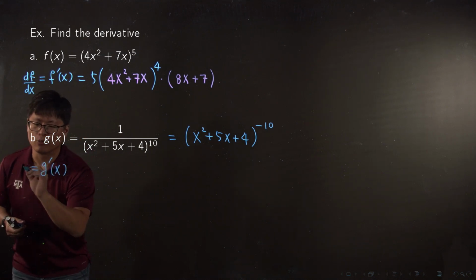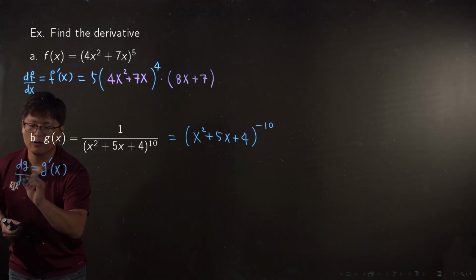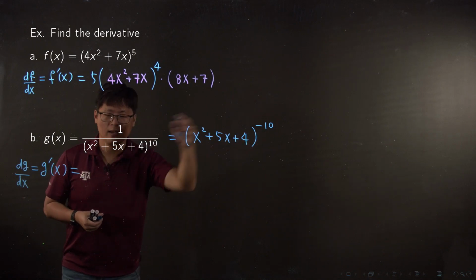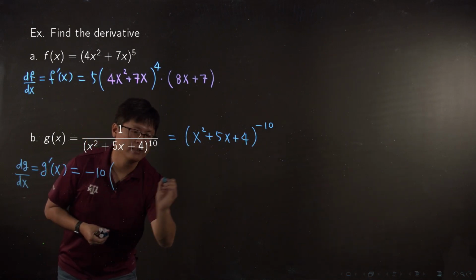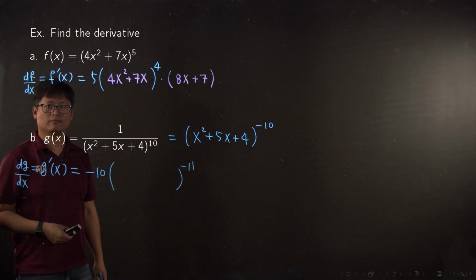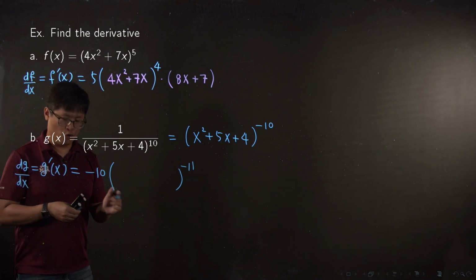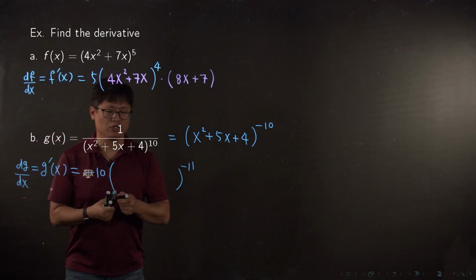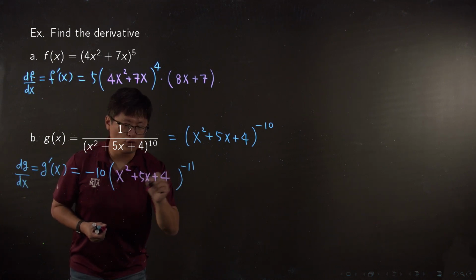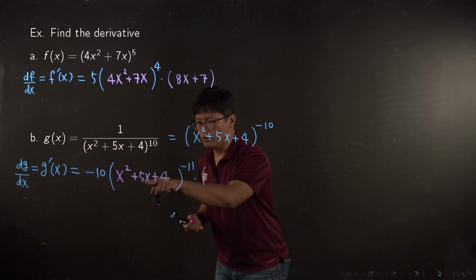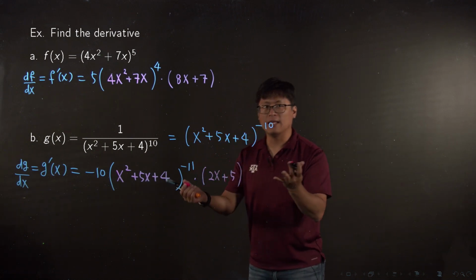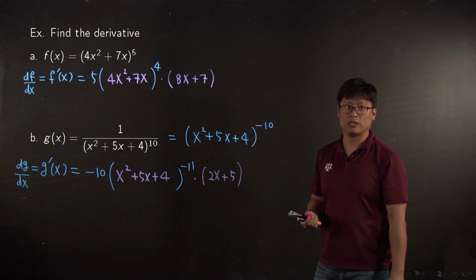Then, what is g prime? Definitely it is the chain rule, right? dg over dx is equal to, the outside function is a power function, right? Negative 10 out front, and then negative 11, because I just subtract 1, right? The first one, okay? Then just pause. Then we're gonna write the inside function, okay? x squared plus 5x plus 4. Then once you write the inside, multiply by the inside function prime, 2x plus 5. That's it. This is the derivative of g.